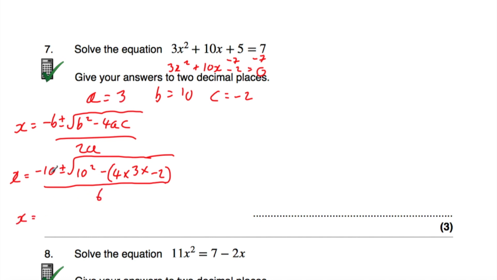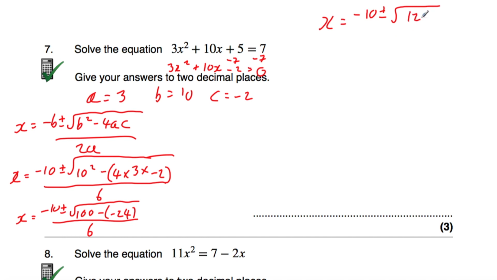So that means that x is equal to negative 10 plus or minus the square root of, and let's work out some of this. So we've got 10 squared, that's 100. Subtract, and then in brackets we've got 4 times 3 times negative 2. Well, 4 times 3 is 12, times negative 2 would be negative 24. And that's all divided by 6. Now let's simplify what's under the square root sign here. So we're going to have x is equal to negative 10 plus or minus the square root of, and we've got 100 minus 24. So that means 100 plus 24, which would be 124. All divided by 2a, which is 6.